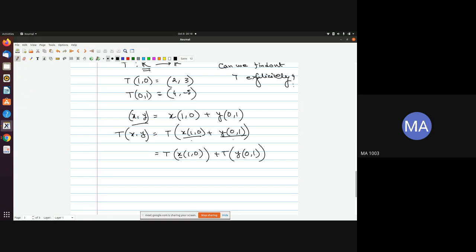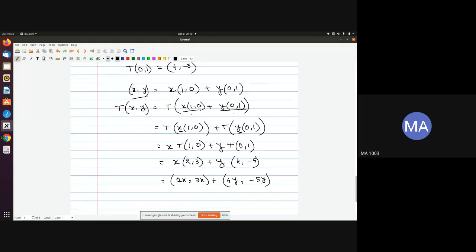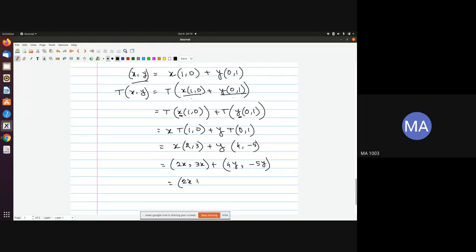Now what can I do? x and y are scalars, real numbers, so I can take them out, T of cv equal to c T of v, that property. T of 1, 0 I know, it is 2, 3. T of 0, 1 also I know, it is 4, minus 5. So what do I get here? This is 2x, this is 3x, plus this is 4y, this is minus 5y. So if I add this, what am I getting? 2x plus 4y, 3x minus 5y.